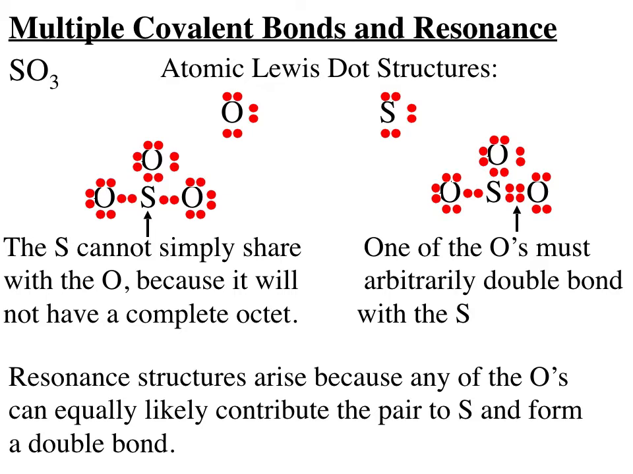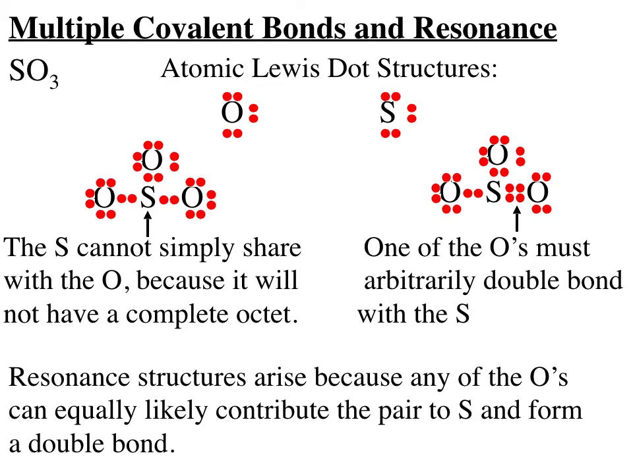So in conclusion, one of the O's double bonds, and the S gives two pairs of electrons outward to each O, and so everybody gets a complete octet. Now, you'll notice that I define on this slide also the term resonance.